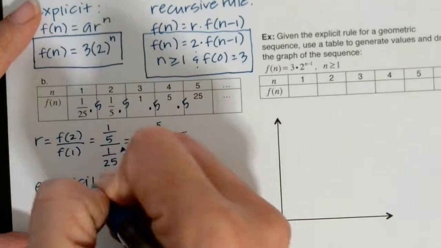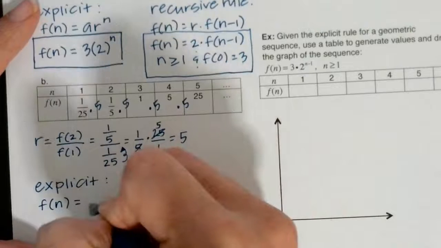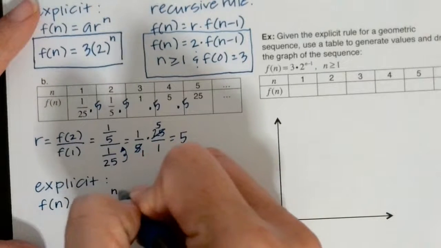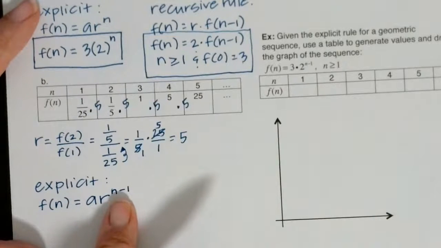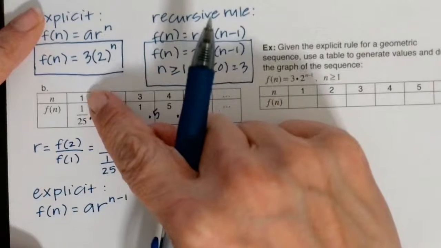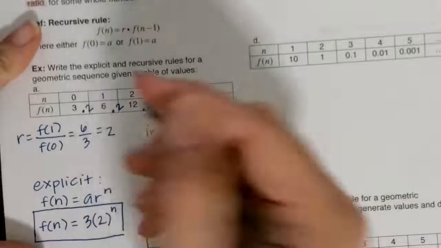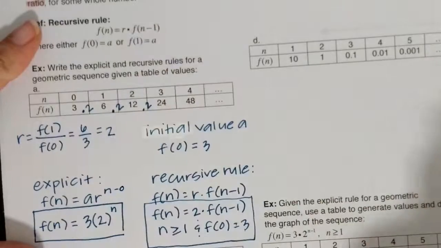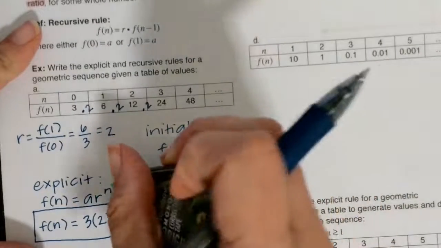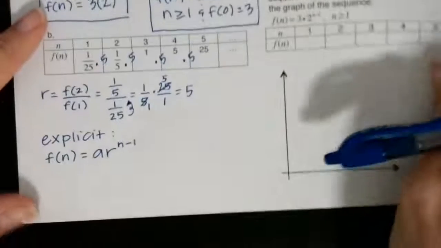Okay, an explicit formula for this: f of n equals a times r to the n minus 1. Why do we do n minus 1 this time when in the previous one we only did n? That all has to do with our starting term. We started with the first term, so it should be n minus 1. Technically, the previous one we talked about is n minus 0, but mathematicians are lazy and don't want to write extra, so we just write n for that.